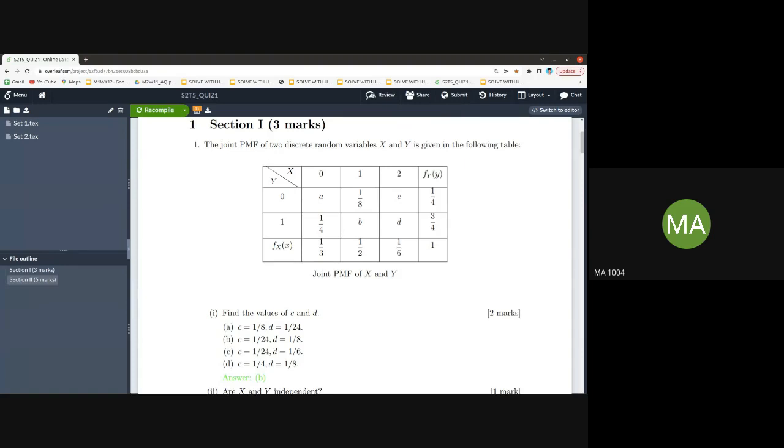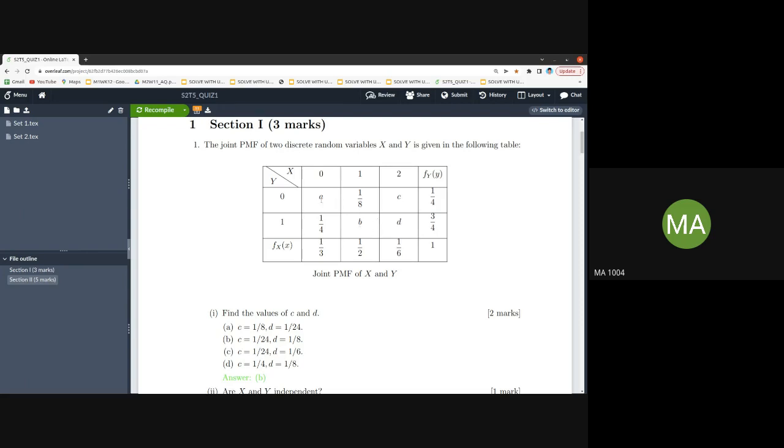For the first question, I don't see any problem, because there are two conditions for this joint PMF table. If you add all the values, you should get 1. Also, the rows, if added, should equal 1/4, and the columns added should equal 1/3, 1/2, 1/6. So A plus 1/4 should be 1/3; from here you will get A. From 1/8 plus B will be half, you will get B equal to 1/2.